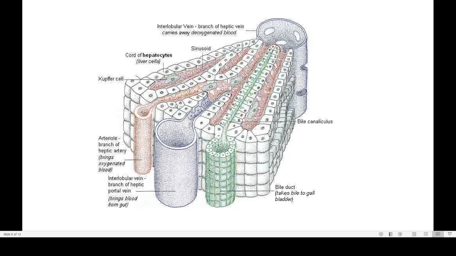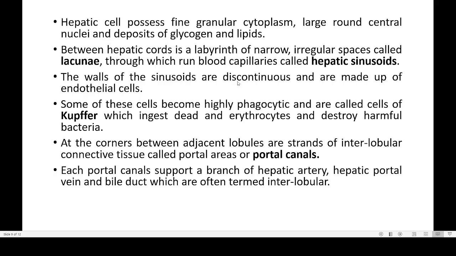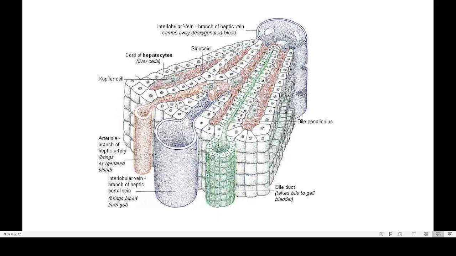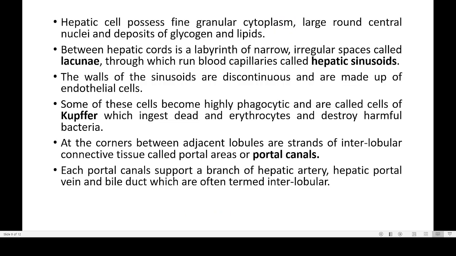So you can see that this is the lacunae, through which run blood capillaries known as the hepatic sinusoid. See what we are seeing here, this is the sinusoid. So between the hepatic cells we can find blood-filled spaces. These blood-filled spaces are known by the name sinusoid. So that is another important aspect of the liver structure. Then the walls of the sinusoids are discontinuous and made up of endothelial cells.